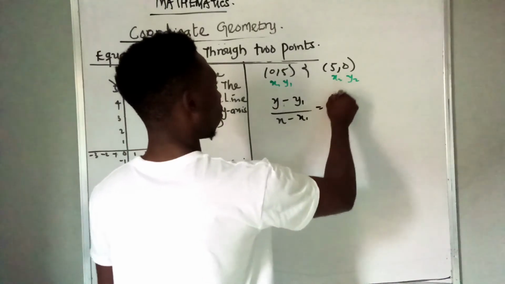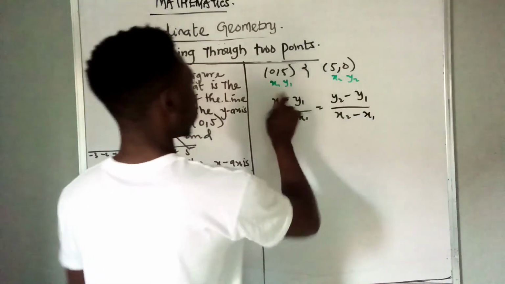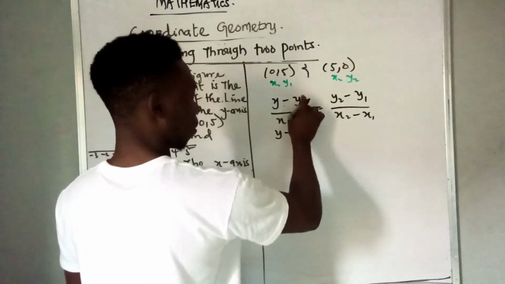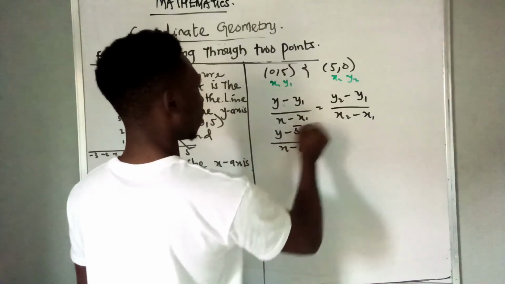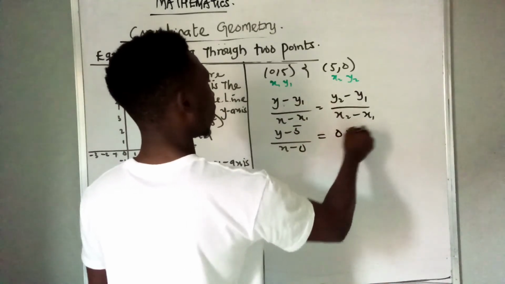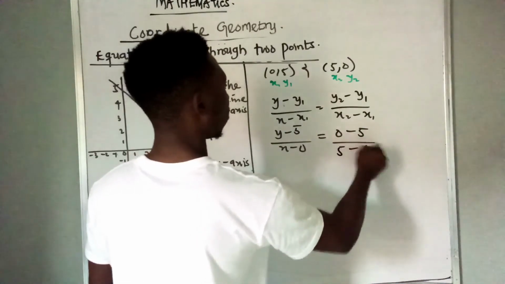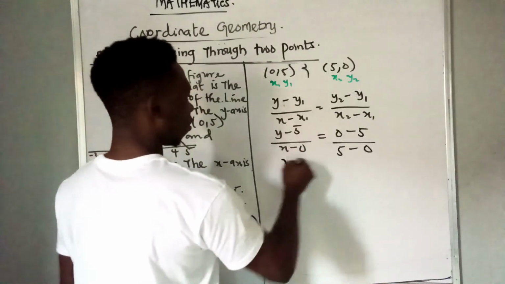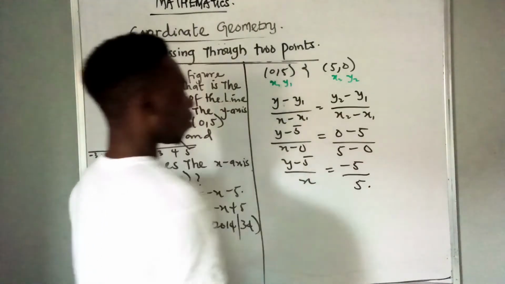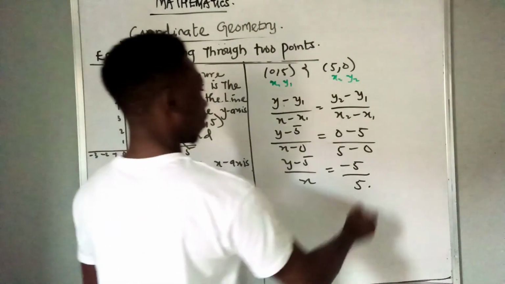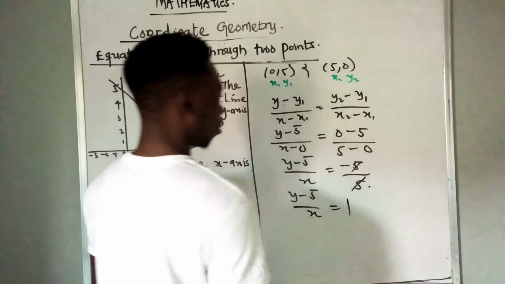So don't forget your equation: y minus y1 over x minus x1 is equal to y2 minus y1 over x2 minus x1. So this is y minus y1, that is 5, over x minus x1, 0, is equal to y2, which is 0, minus y1, 5, over x2, that's 5 minus 0. So this is now y minus 5 over x is equal to minus 5 over 5, where this can cancel. So we have y minus 5 over x is equal to 1.